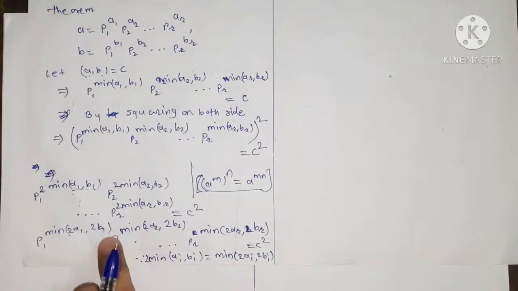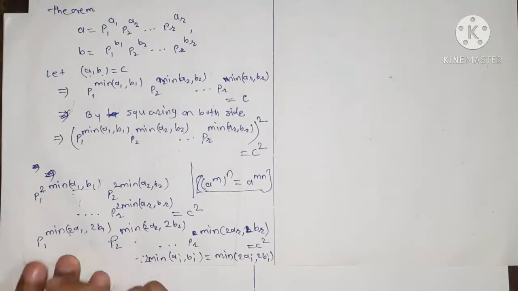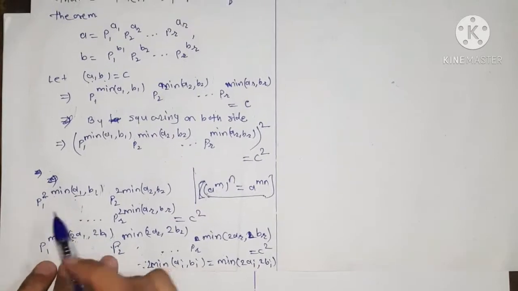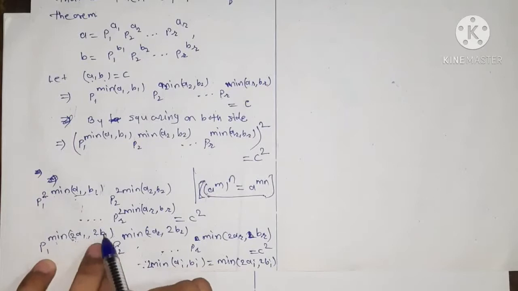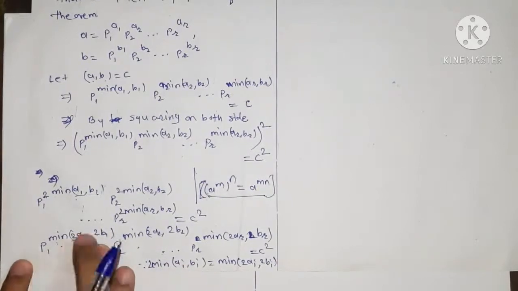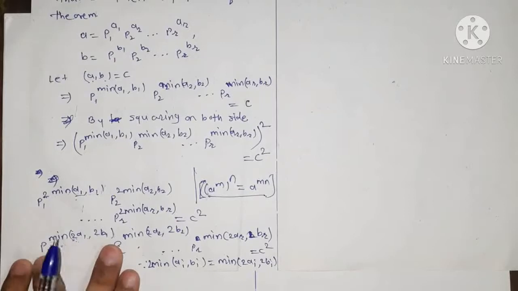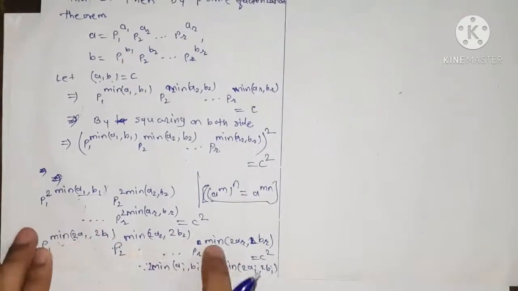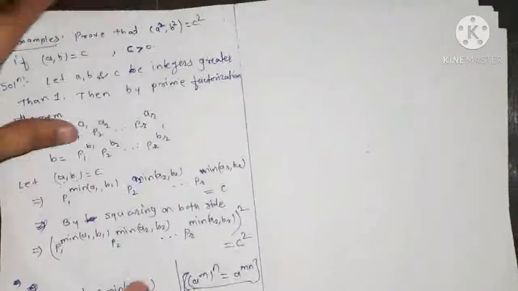Okay, so using this, now this can be written as: the minimum of 2a1 comma 2b1. What this means is that we have p1 to the power twice a1, and p1 to the power twice b1. That is, this is nothing but the GCD of a square comma b square.